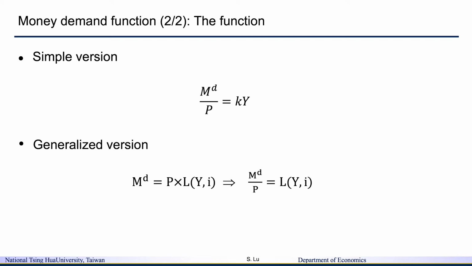a liquidity function, where when Y is higher, the real money demand is higher. When the return on the non-monetary asset is higher, then the demand for money in real terms should be less. So this is another version of the money demand function. These two equations are the equations describing the money demand.